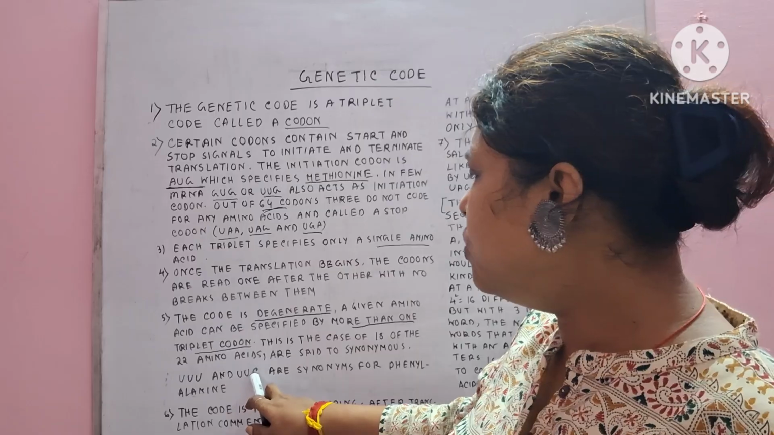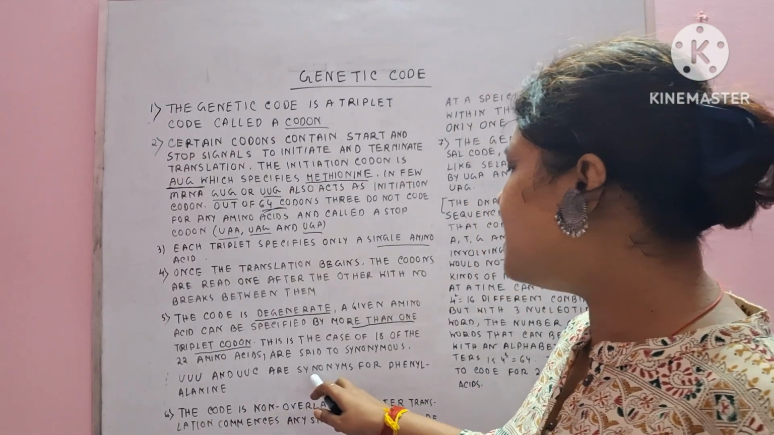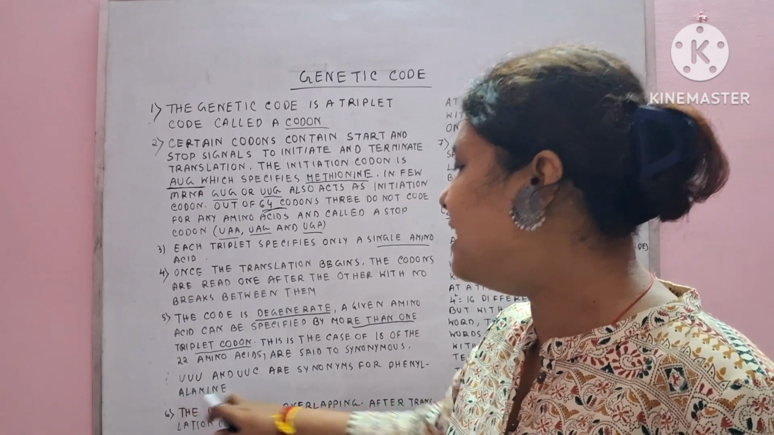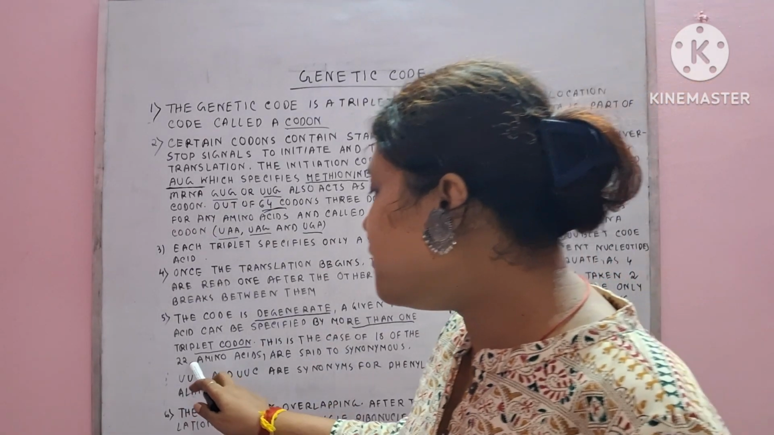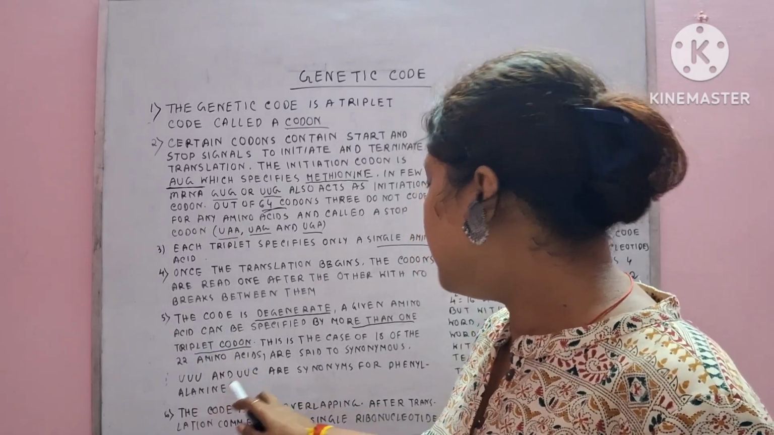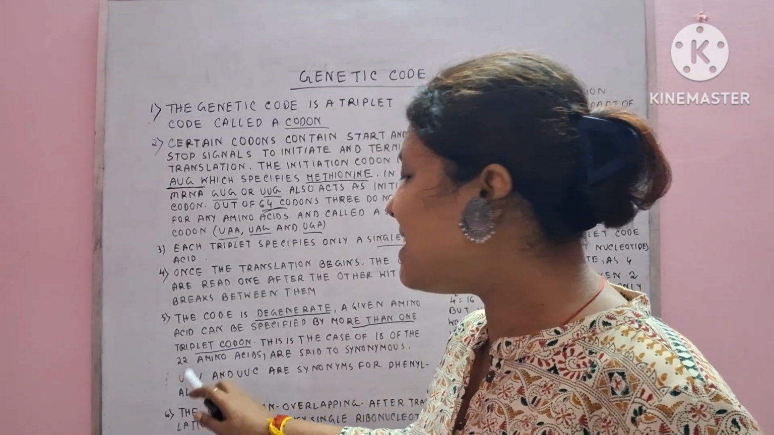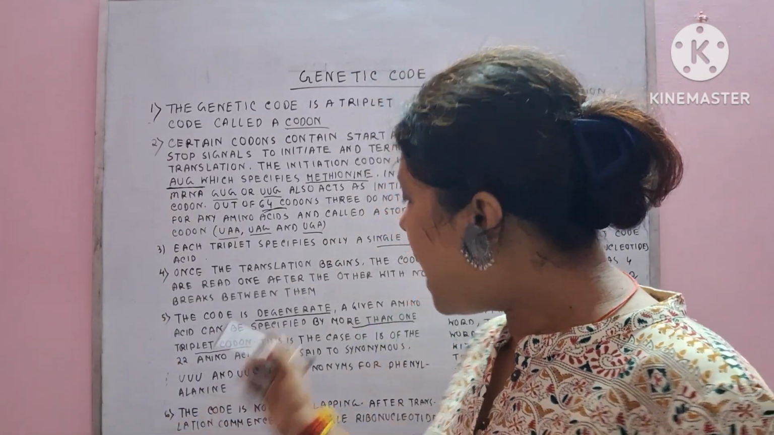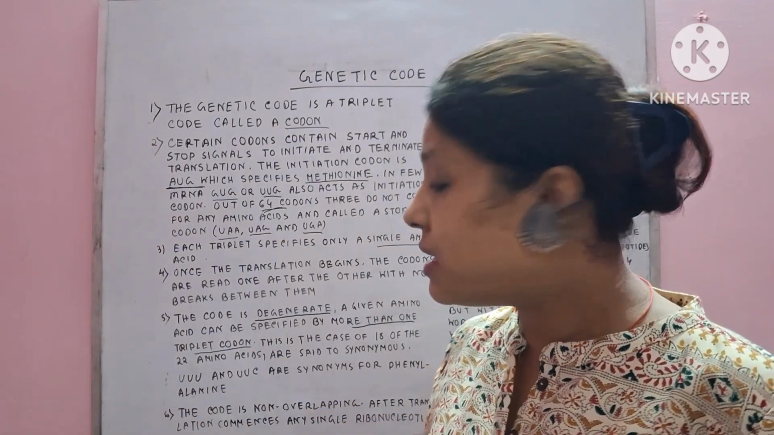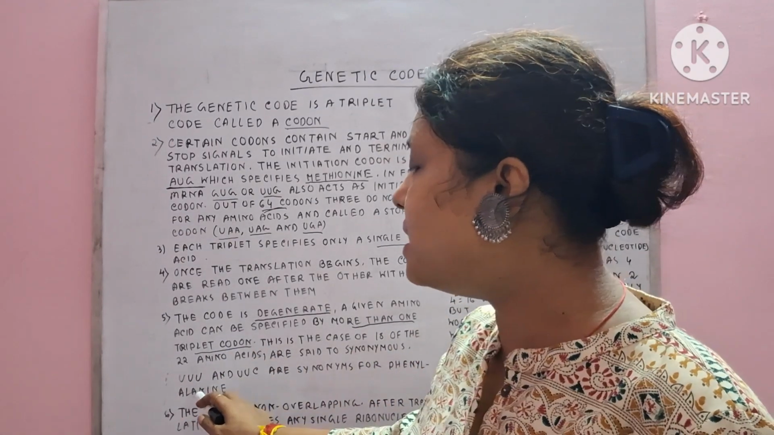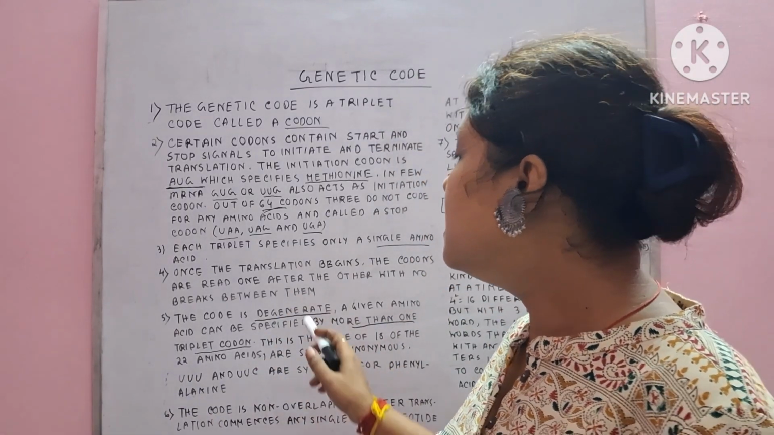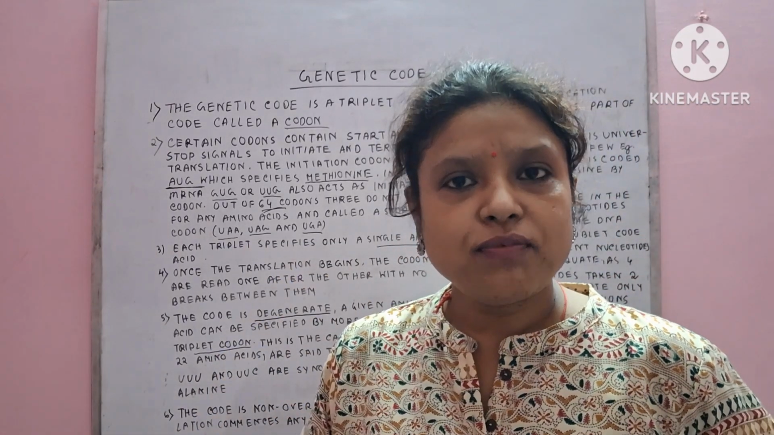UUU and UUC are synonyms for phenylalanine. That means if the UUU codon is present, the amino acid phenylalanine can bind. Another way, if the UUC codon is present, again phenylalanine can bind. So this is called the degeneracy of the codon.